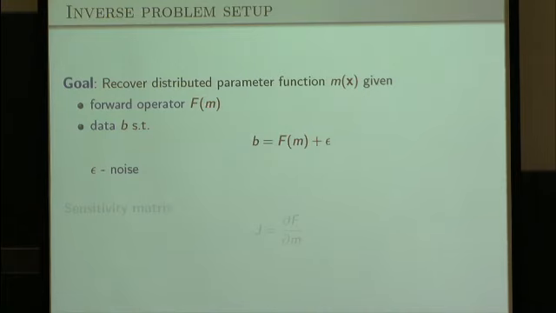If we immediately move to discretization and think of these functions as mesh functions, ordered as vectors, then you can think of both m and f as vectors, and the corresponding Frechet derivative would be a matrix, a sensitivity matrix that we will call J. We treat it as a matrix because that's what we are going to see in a moment. So we have a sensitivity matrix.